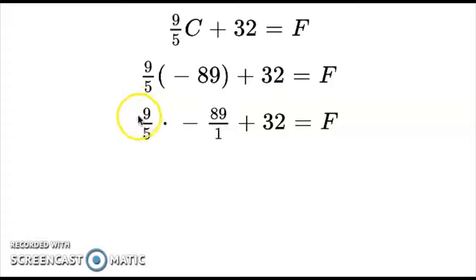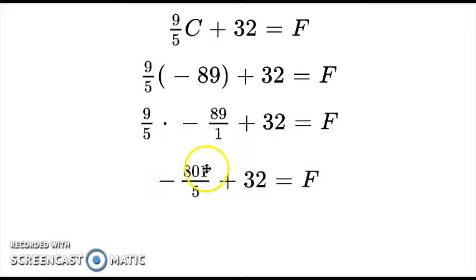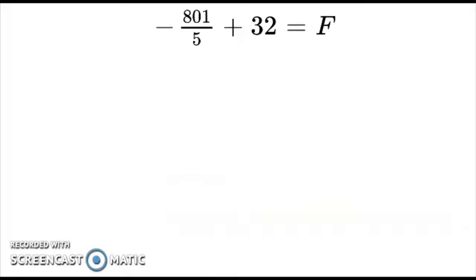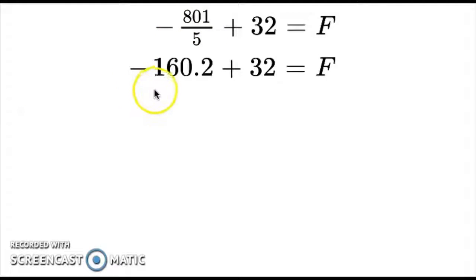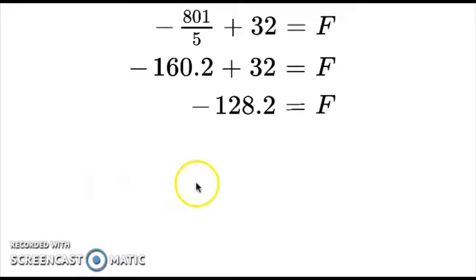So now we multiply across. 9 times negative 89, 5 times 1. That will give us negative 801 over 5 plus 32. So what we do is turn this into a decimal, negative 801 over 5, which is negative 160.2 plus 32, which gives us negative 128.2. So in Fahrenheit, that is negative 128.2 degrees. And that's the answer.